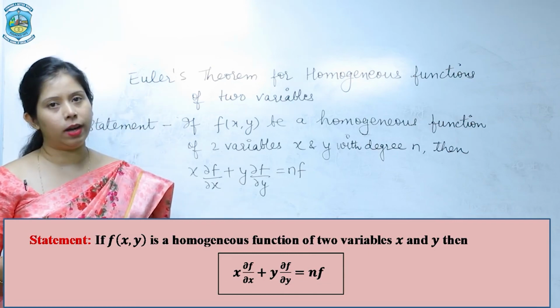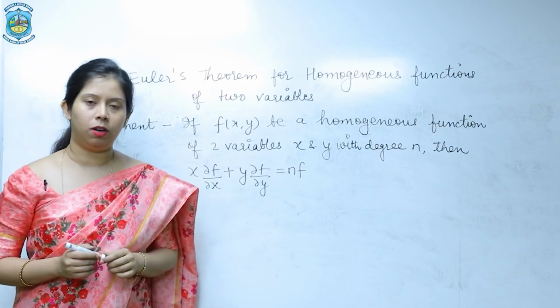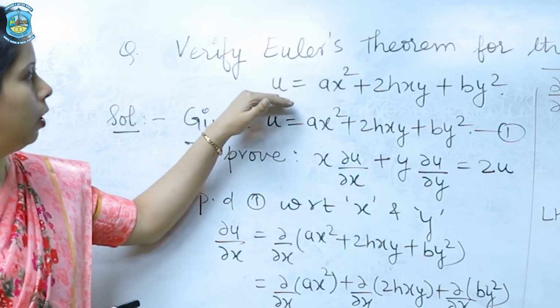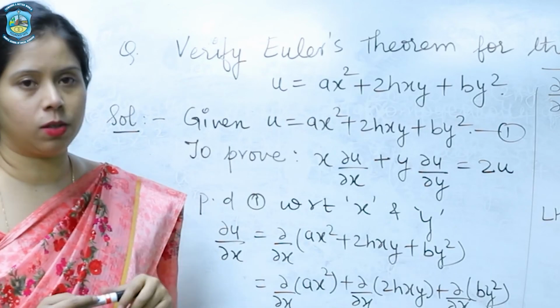So let's solve one example where we verify Euler's theorem for a particular function. So the question is, verify Euler's theorem for the function u = ax² + 2hxy + by².